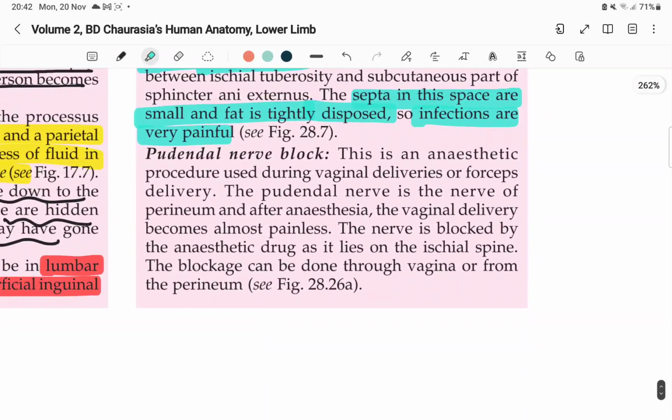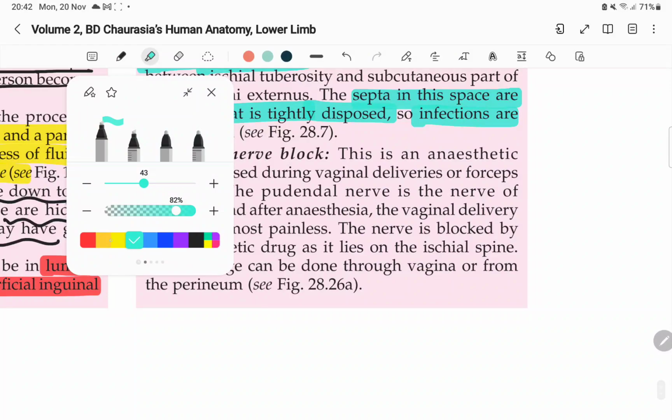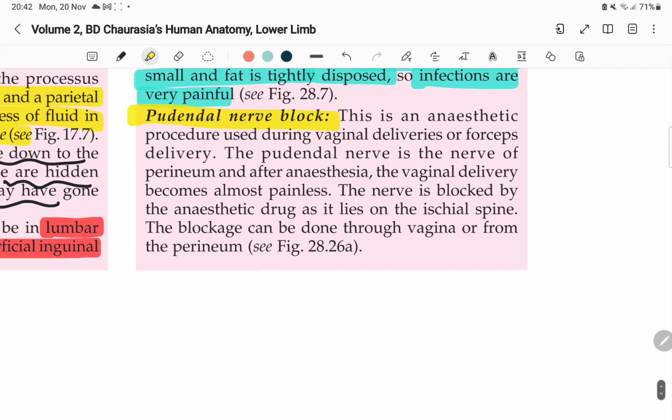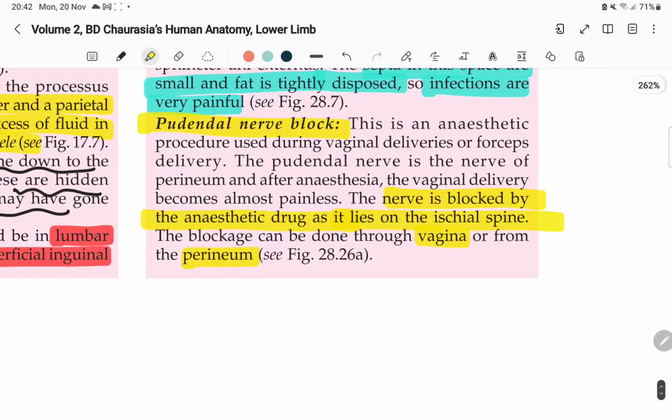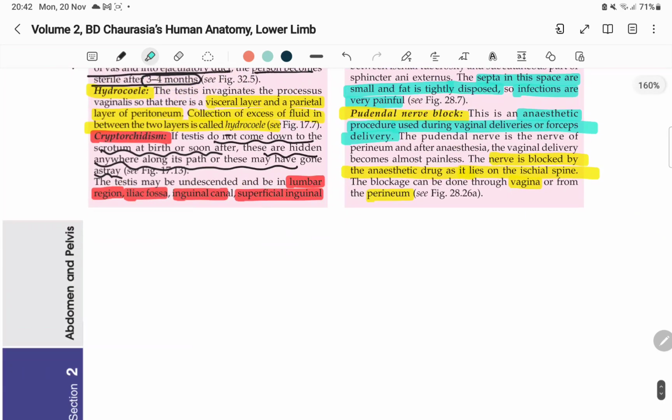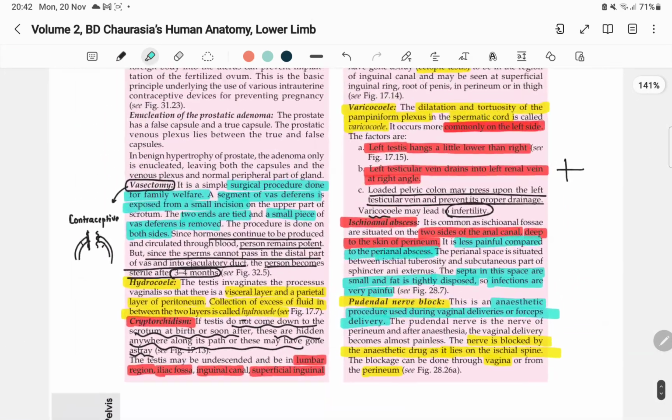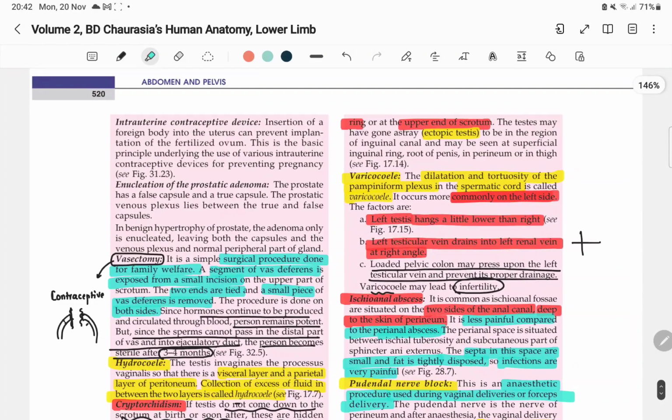And for the pudendal nerve block, the nerve is blocked by an anesthetic drug as it lies on the ischial spine. The block can be done through the vagina or through the perineum. It is an anesthetic procedure used during vaginal deliveries or forceps delivery. So we do a pudendal nerve block. Understood?